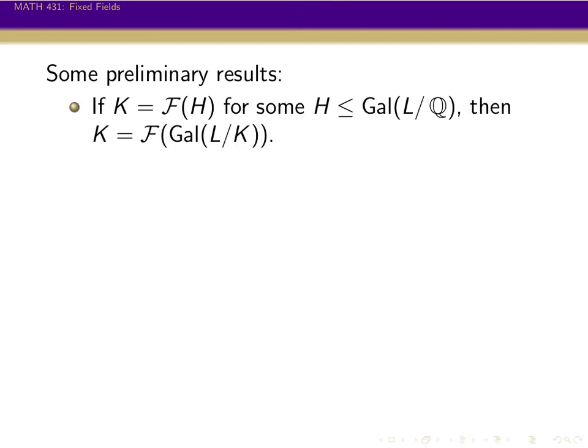A couple more results. If K is equal to the fixed field of H for some H that's a subgroup of the Galois group of L over Q, then K is in fact the fixed field of the Galois group of L over K. So if K is the fixed field for some subset of the Galois group, then it is in fact the fixed field for its own Galois group of L over K. What's important to note here is that you don't always have that K is equal to the fixed field for its Galois group.